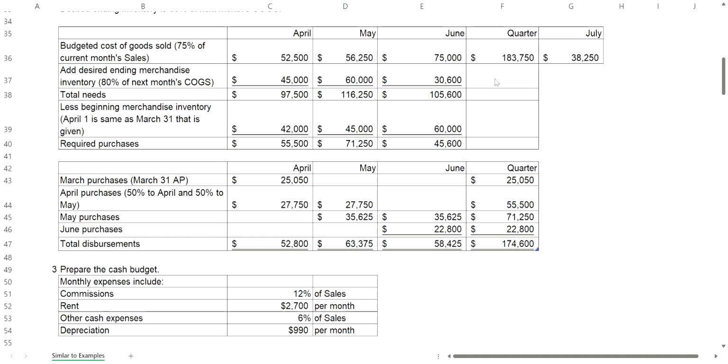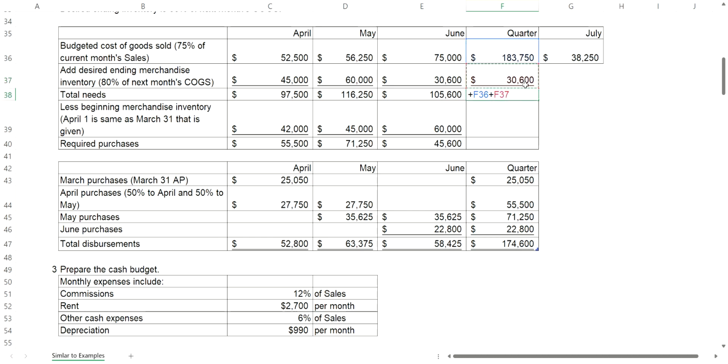Now let's go back and finish the quarter column up here. Keywords, if it says ending or if it says beginning, instead of adding the row, you take the number from the beginning or the ending of the quarter in this case. So here it says add ending. The end of the quarter would be June 30th, so the end of the quarter is $30,600. I don't add the row, I just bring over the amount from the end of the quarter.